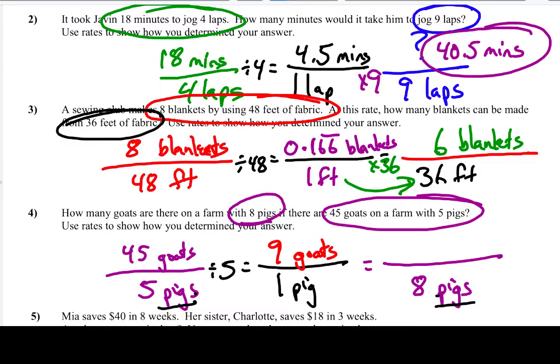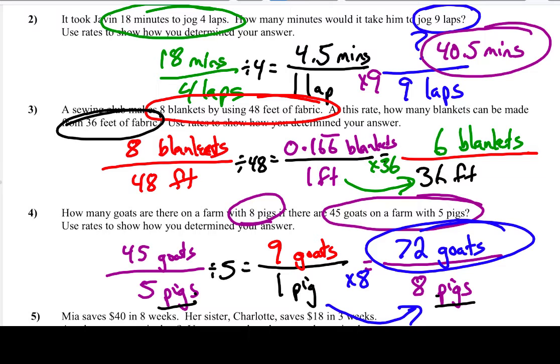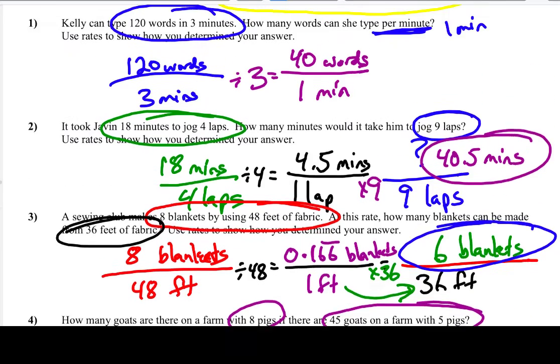Well, now we want to go from 1 pig to 8 pigs. Well, to go from 1 to 8, we just multiply times 8. We're always thinking multiplying or dividing. 9 times 8, remember you got to treat both numbers equally, gives me 72 goats for 8 pigs. Okay? All right, almost done.